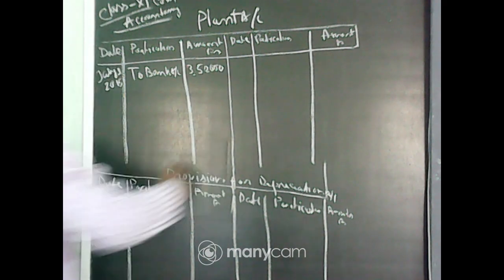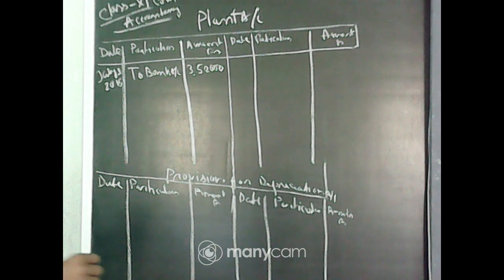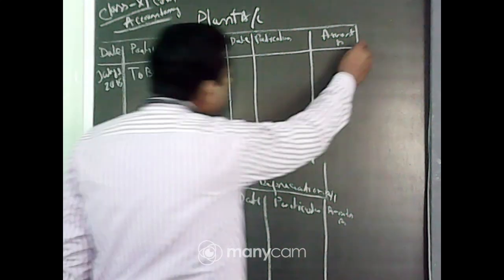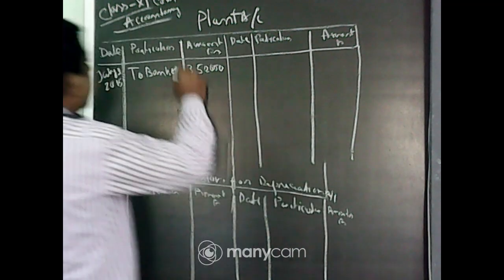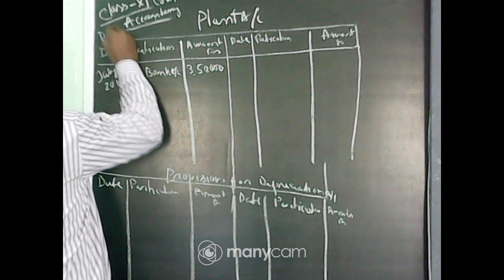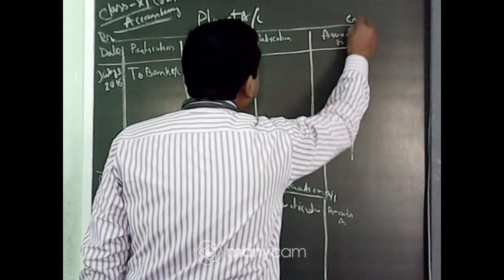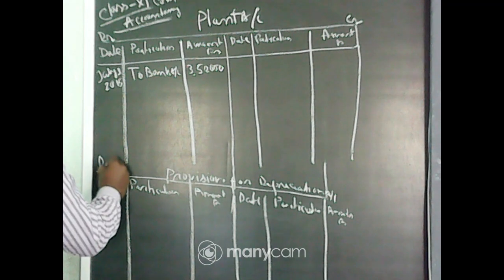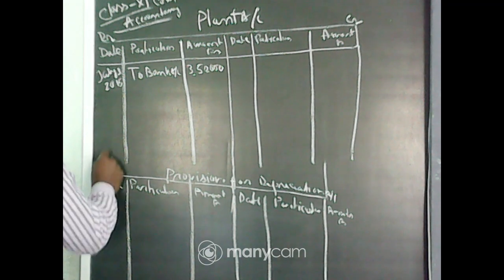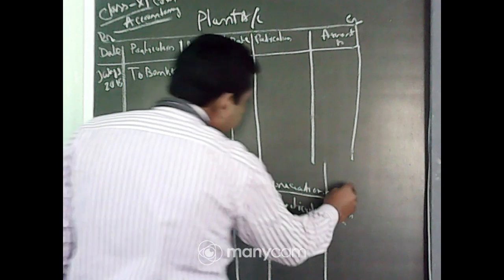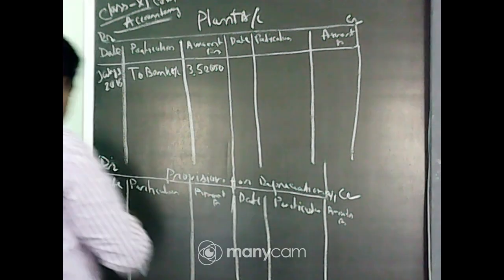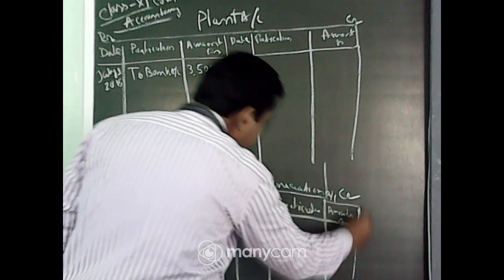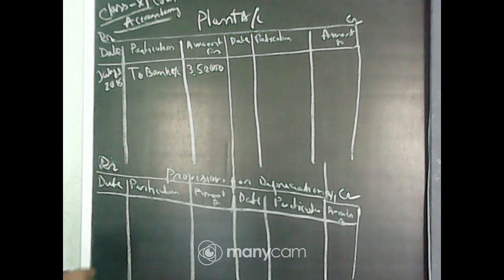Okay, plant account debit to bank. That is a ledger posting, because both are in the ledger format we have already made. That is date, particulars, amount, rupees. This is the debit side and this is the credit side. Again date, particulars, amount, rupees. Here also, the left side is debit and the right side is credit. Here also date, particulars, amount, rupees is there.